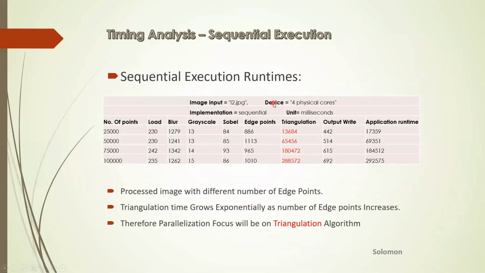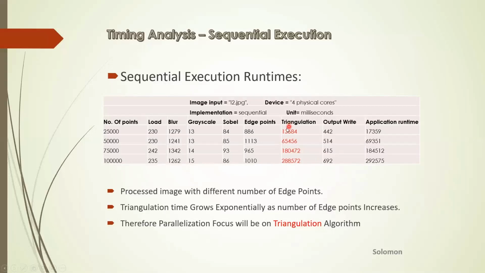So now we look at the sequential execution with different number of edge points. Here we have 25,000 edge points. You can see the triangulation time was around 13 seconds. Here we have 50,000 edge points, and it was around 65 seconds. Similarly, 75,000 was nearly 180 seconds, and 100,000 points was around 288 seconds.